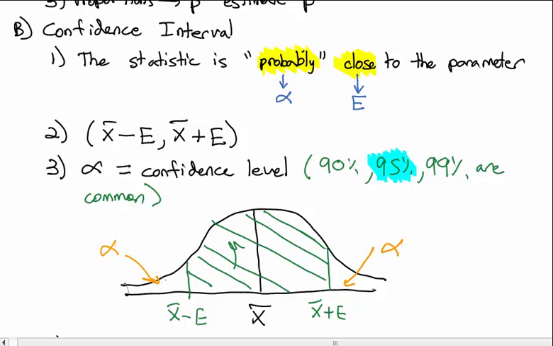Start taking a look at them on the homework. We'll talk about them more in class, and this is really going to be the most exciting part of statistics, where we get into doing real inferential statistics from here on to the end of this course.